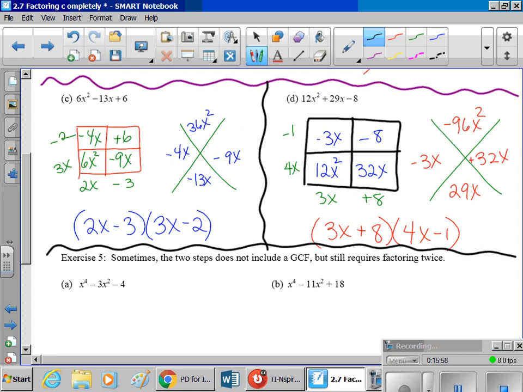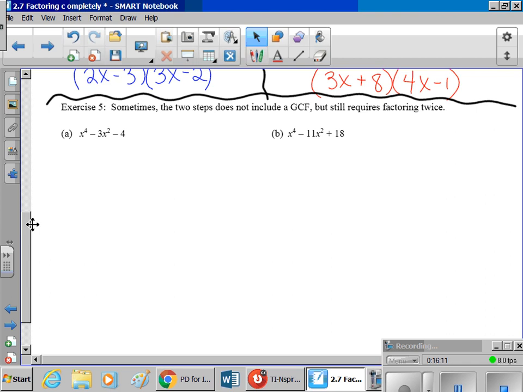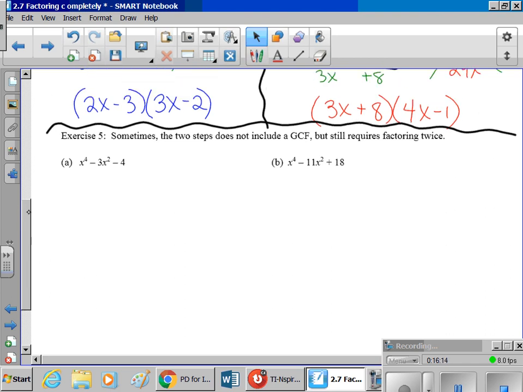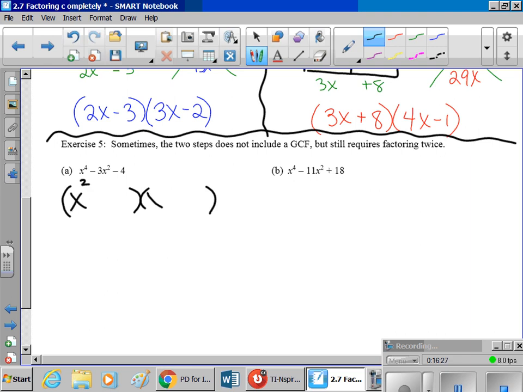So those happen to be two that are not factoring completely, but I promise you, if it does say factor completely, it will be two steps. So moving on to exercise 5, sometimes the two steps don't include a GCF, but still requires factoring twice. So these are fourth degree polynomials. So if you take a look at this one, we're going to factor this exactly the same way we would factor a quadratic. But in this case, we're going to take half of the degree 4, which is degree 2.